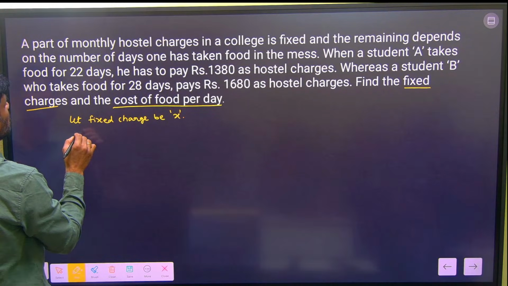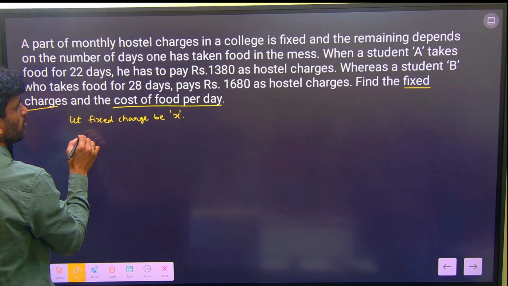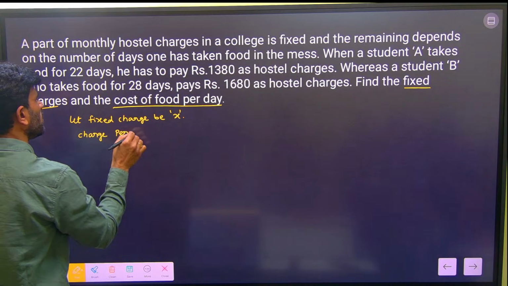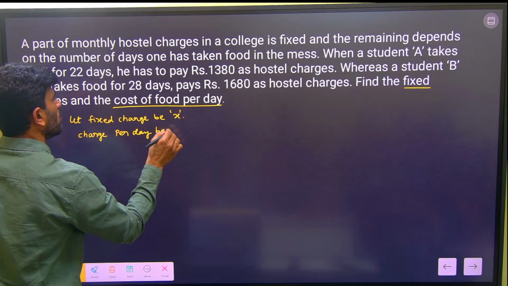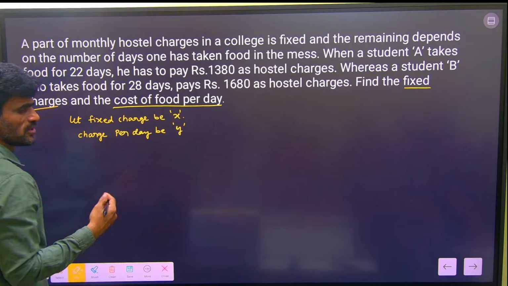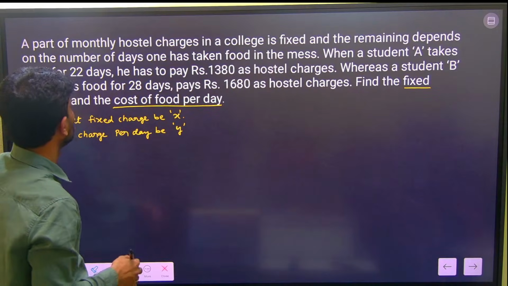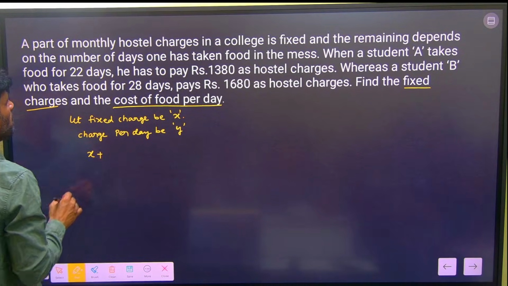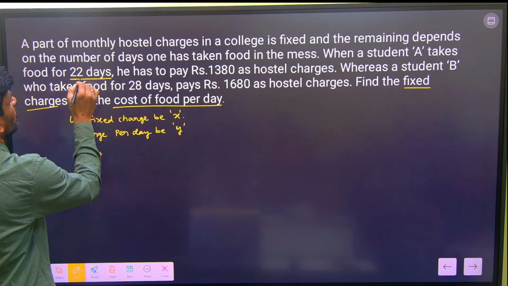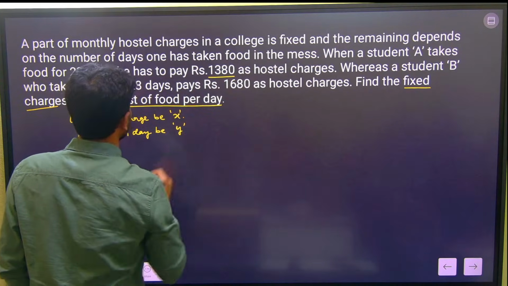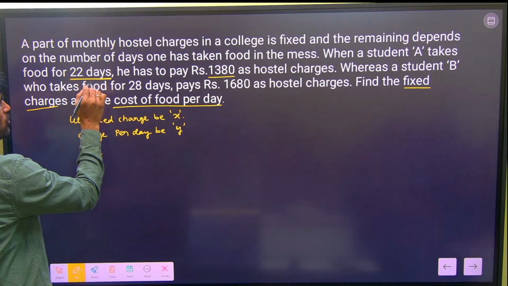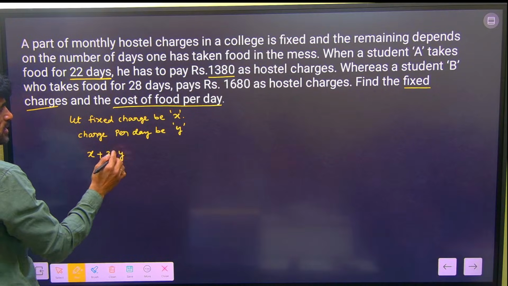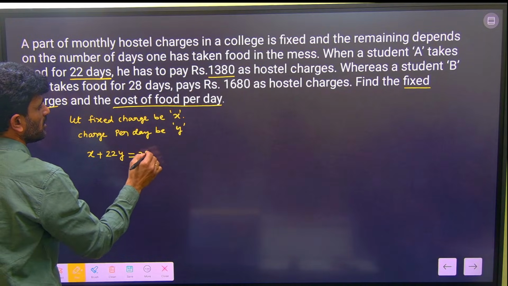And cost of food per day, or charge per day also you can write, charge per day be y. Fixed charge be x, charge per day be y. In the first case, fixed charge is same, fixed only. But how many days? In the first case, for 22 days we are paying 1380. So x plus each day y rupees, for the 22 days. So the equation will become x plus 22y is equal to 1380.